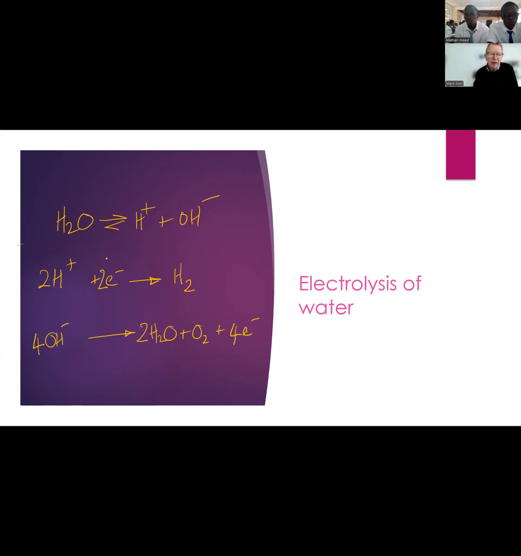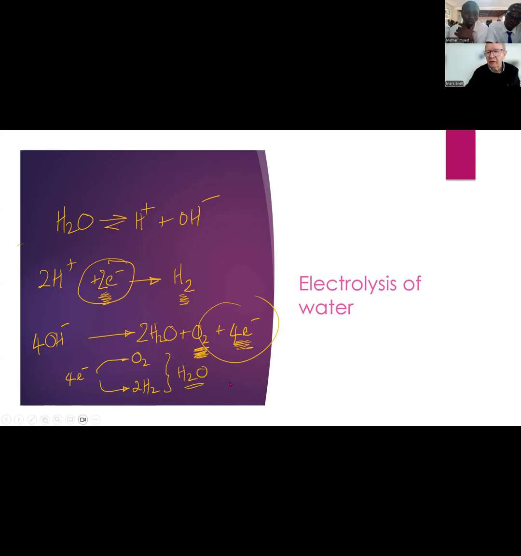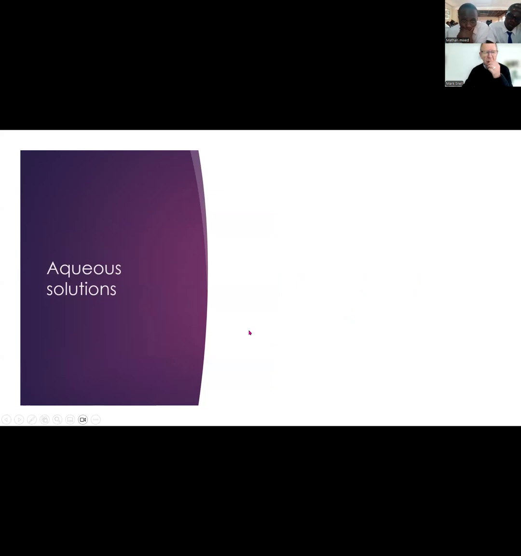Now this is important. 2 electrons, 4 electrons. So for each oxygen, we need 4 electrons. For each hydrogen, we only need 2. So if we had 4 electrons, that would make 1 oxygen, but it would make 2 hydrogens. That's why it's H2O. 2 hydrogens to every oxygen. So in aqueous solutions, we get different products which are possible.